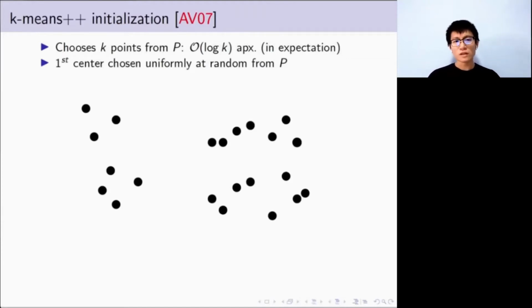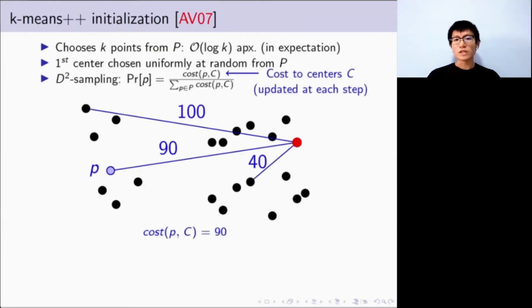It works as follows. First, you pick a point at random from the point set P, let's say this red point. Then, subsequent points are D-squared sampled to be a center. D-squared sampling works by weighting points according to their current cost. For example, this point P currently has cost 90. And the probability of sampling P to be the next center is 90 over the sum of all the point costs.